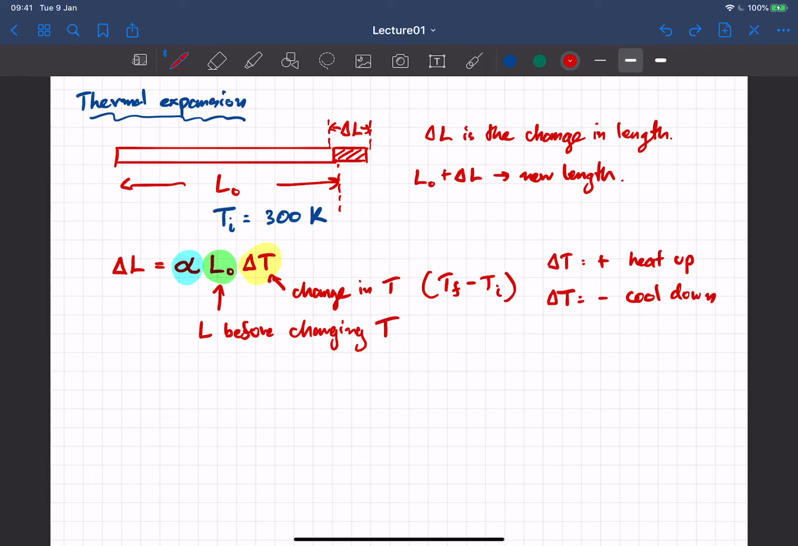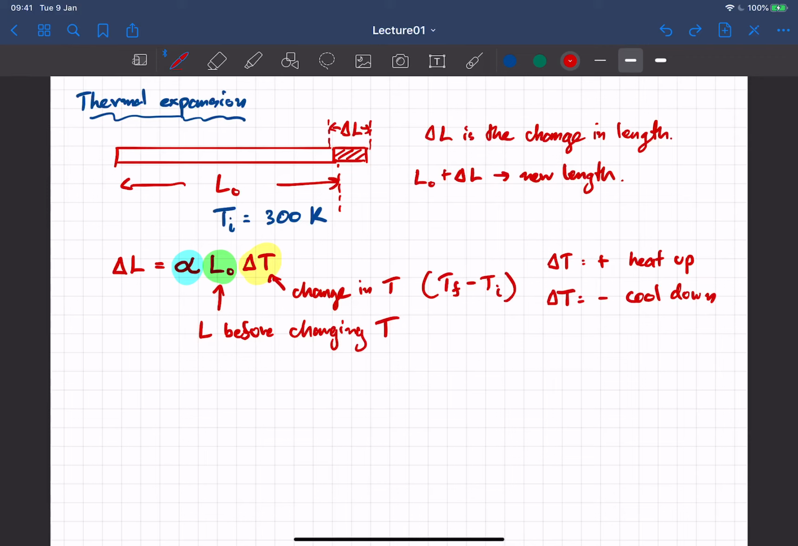So that means if delta T is positive, delta L will also be positive. Delta L positive means the length increases. Delta T negative gives you delta L negative, so that means it's going to shrink. The length is going to decrease. So you heat up, it expands. You cool down, it shrinks, and that's 99% of the materials that you're going to encounter in life, unless you have a really strange job.